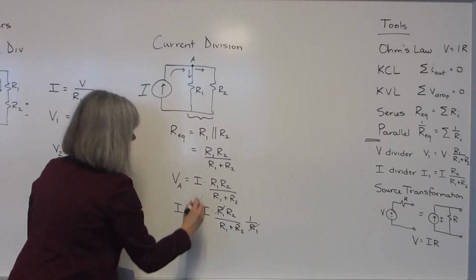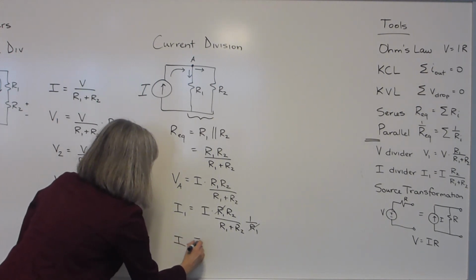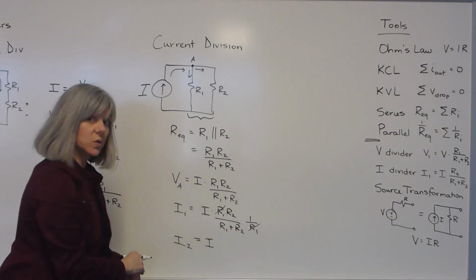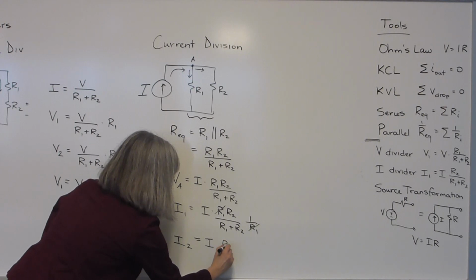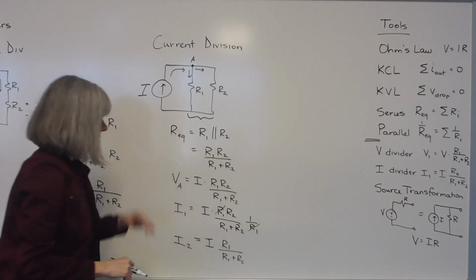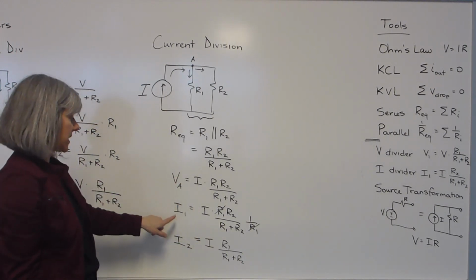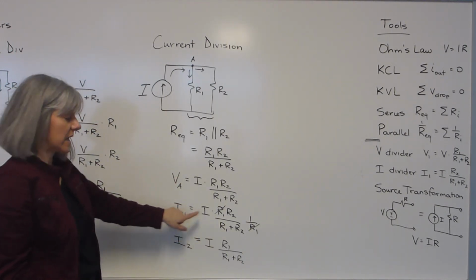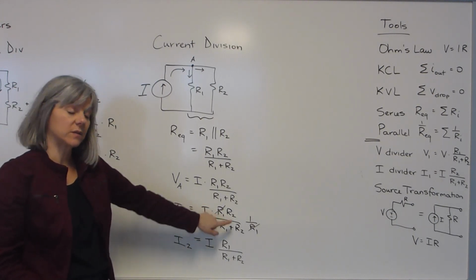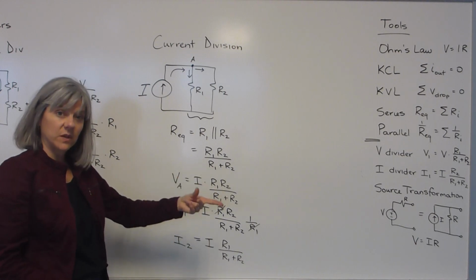And I can write the same thing for I2. The pattern will be the same. The R2s will cancel, and so we'll have the following. So again, just a very easy ratio. The thing that's really important to notice is that the current through the first resistor has R2 in the numerator, and the current through the second resistor has R1 in the numerator, so they're switched.